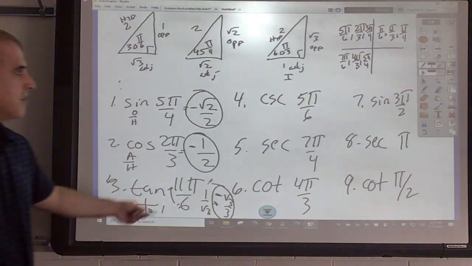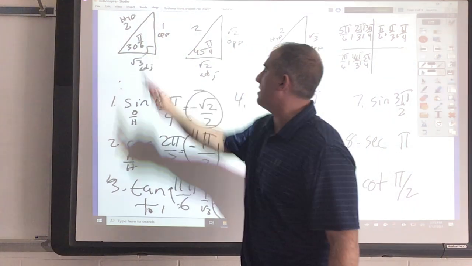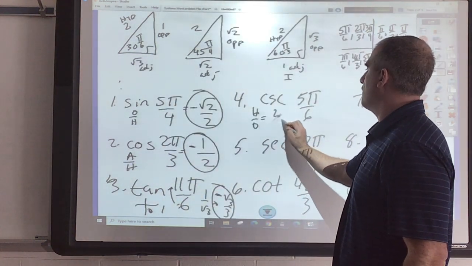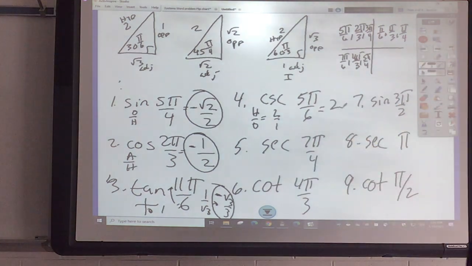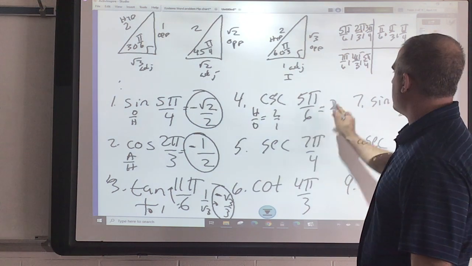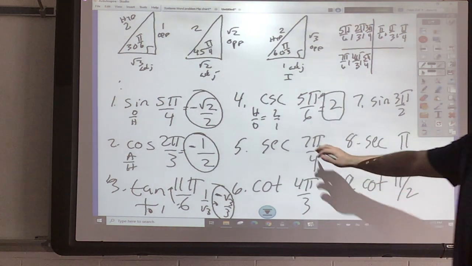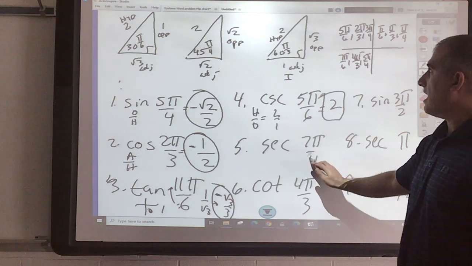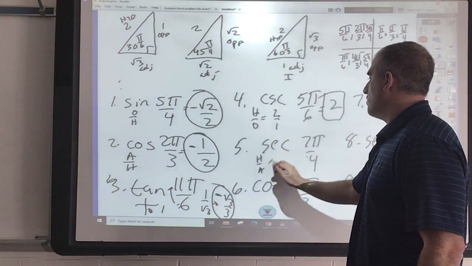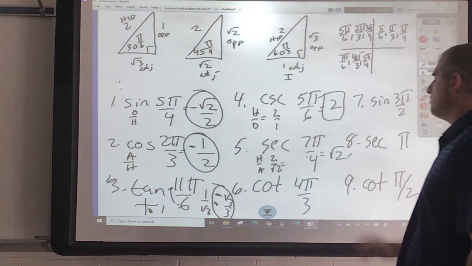All right, cosecant of 5 pi over 6. I automatically know it ties to this one. Cosecant is H over O, which would be 2 over 1, so my result here would be 2. What quadrant am I in? I'm in this quadrant, and that's actually going to be positive in quadrant 2, so I'm good there. All right, secant of 7 pi over 4. That ties back to this triangle. So H over A, which is 2 over square root of 2, which we know will turn into square root of 2.